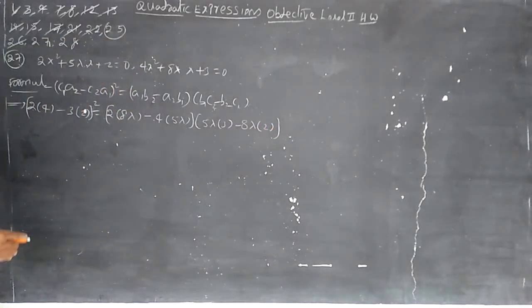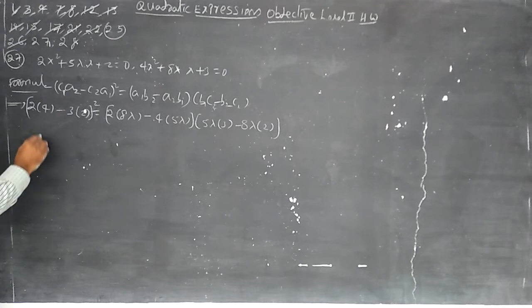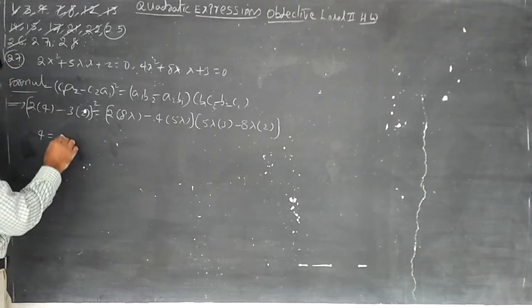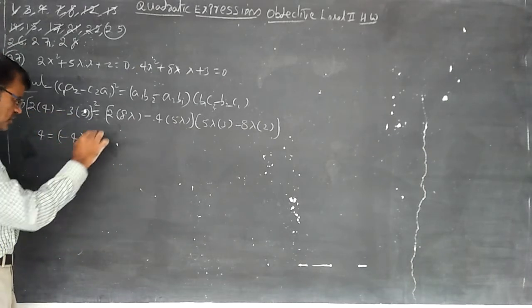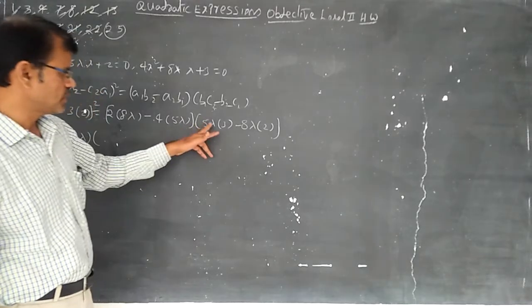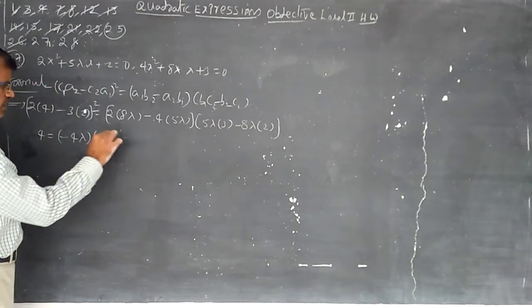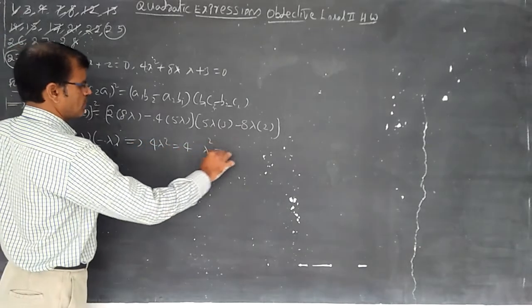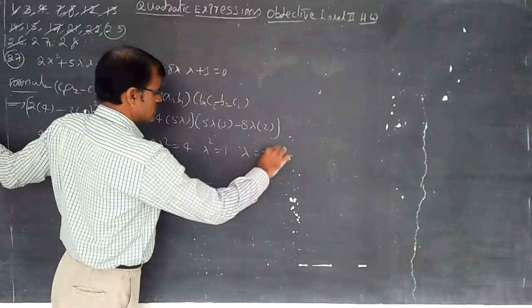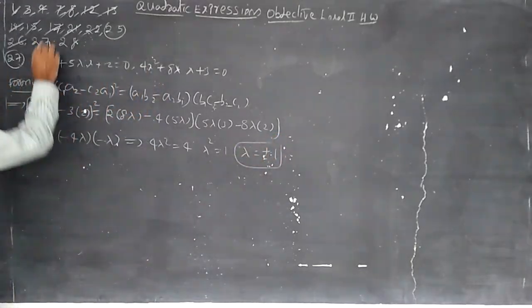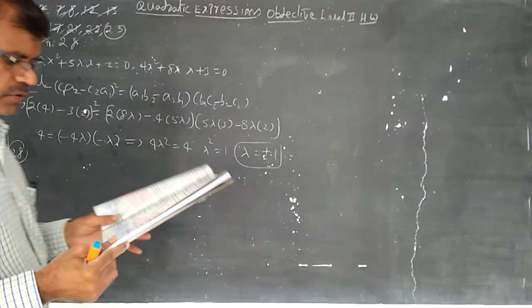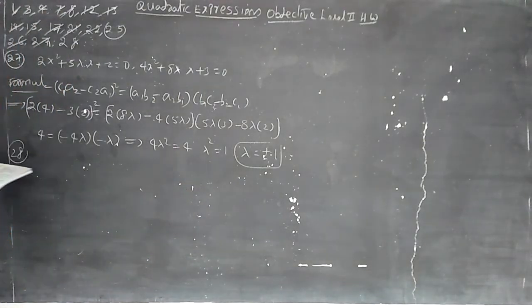8 minus 6, 2 whole squared, 4, is equal to 16 lambda minus 20 lambda, which becomes minus 4 lambda, into 15 lambda minus 16 lambda, which becomes minus lambda. So 4 lambda squared equal to 4, we got lambda squared equal to 1 and lambda is equal to plus or minus 1. Remember the concept of common root. Common root is different from equal roots or roots in proportion. Now this is an easy question.